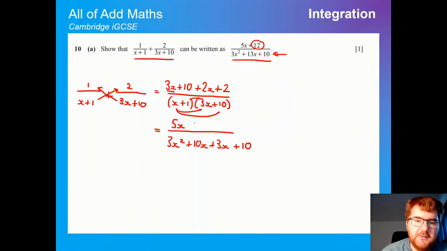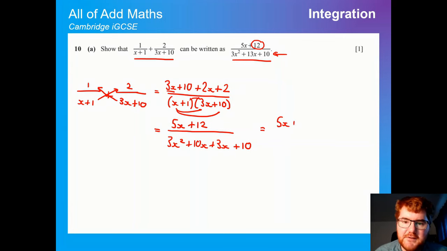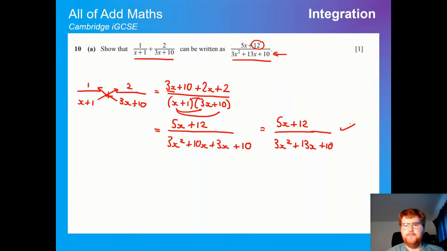And then 10 plus 2 is just 12. If we tidy this up slightly, we get 5x + 12, which is what we wanted. And then 3x squared + 13x + 10, and that's what we want in the denominator. So whenever you get these show that questions, as we saw in the trig equation section in section 4, use the show that to guide you through to the correct answer.